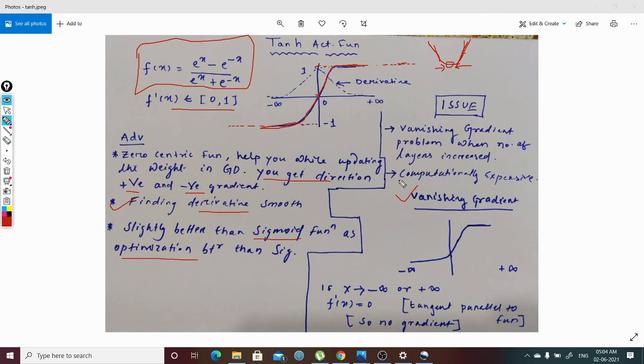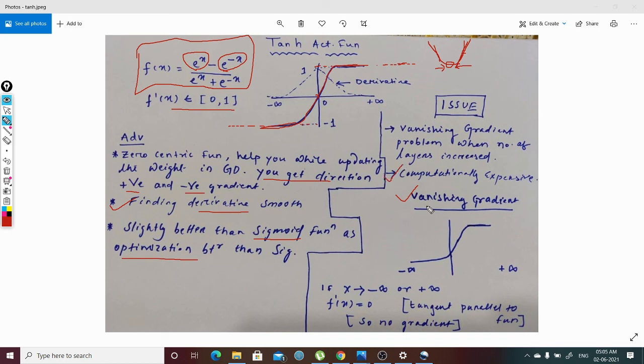It is also computationally expensive, as you can see there are a lot of exponential functions that need to be calculated. So it is quite computationally heavy, and it will take time to calculate your formula during forward and backward propagation. Yes, it is a little bit computationally expensive.